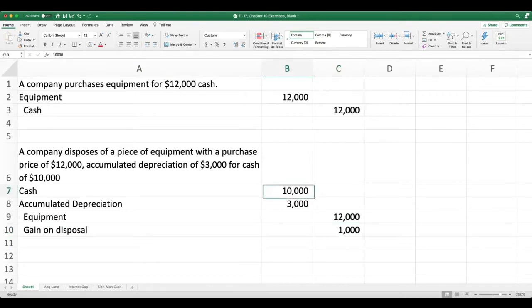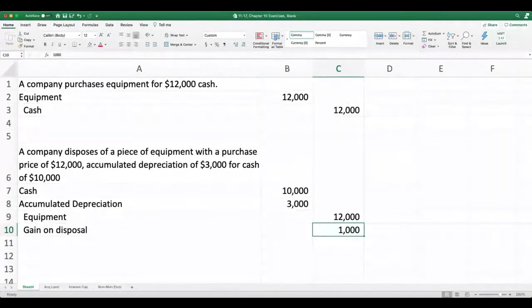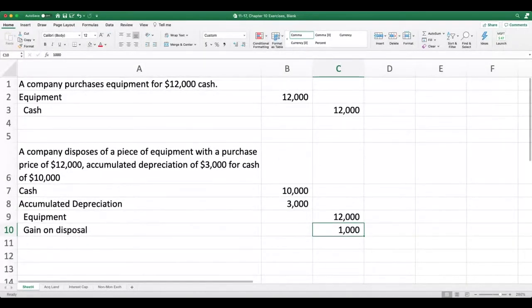If we take our debits and our credits without the gain, our credits are $1,000 short. So we need to have a credit, and a credit to the income statement is a gain. So that is a basic acquisition and disposal of equipment. Now we're going to move on to acquiring land.